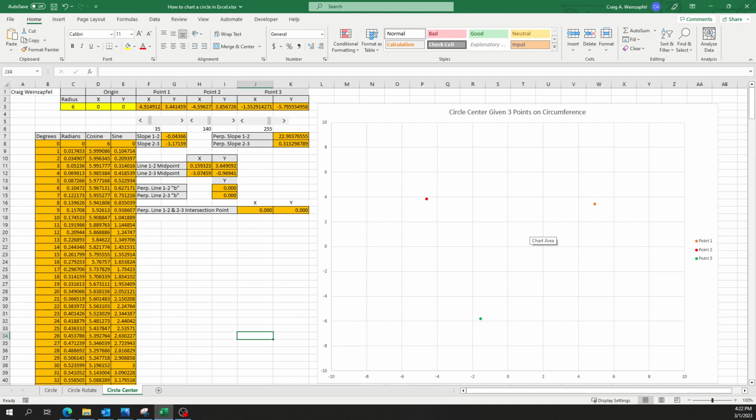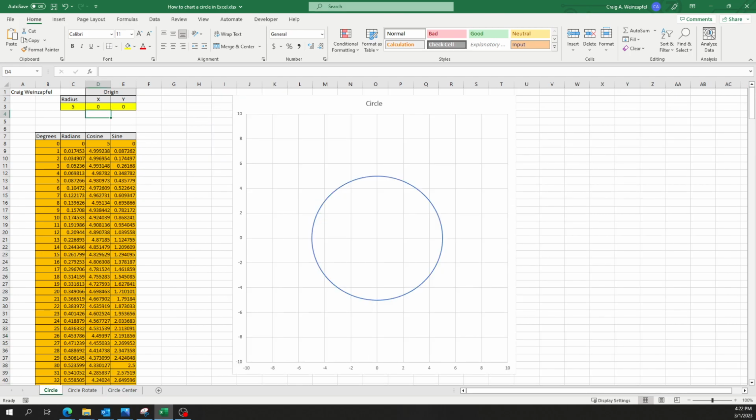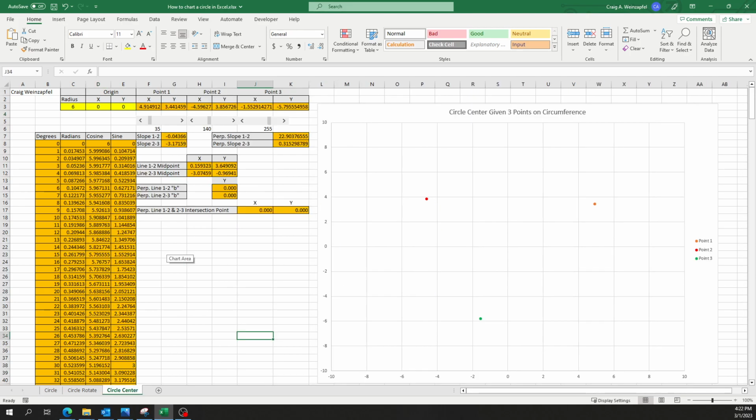So if you haven't seen any of my previous videos, how to chart a circle, you probably want to start with that just to see how I've created these first 4 columns here. It's the same way as I did in the first video. Degrees, I convert that to radians, and then I have my sine and cosine for each point on the circle, and then I plot the circle.